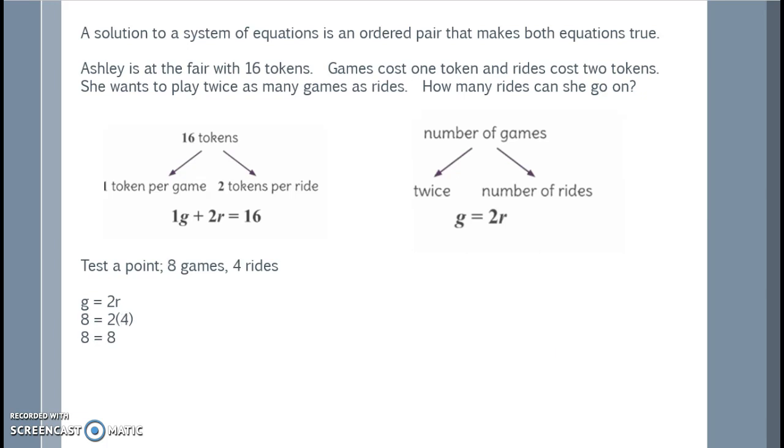Let's try 8 games and 4 rides. So 2 times 4 is 8, so it satisfies the number of games. Does it satisfy the tokens that she has? So 1 times 8 plus 2 times 4 is 8 plus 8, so 16. So she can play 8 games and ride 4 rides, and it satisfies both conditions.